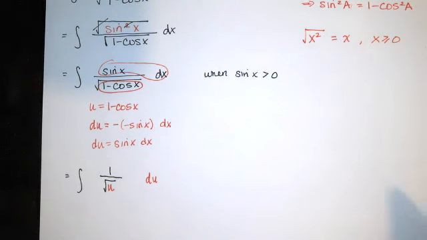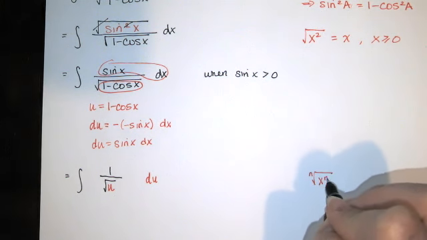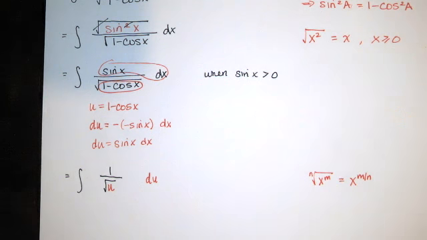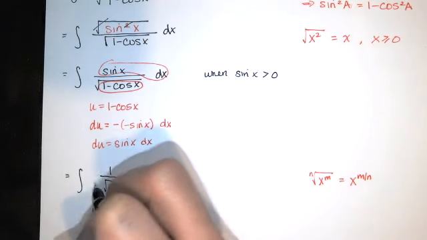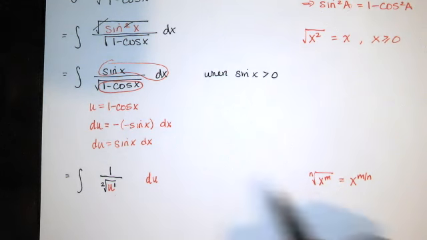The two things that we need to remember for that are that the nth root of x to the m is x to the m over n. And with a square root, there's an implied 1 there and an implied 2 there. So this is a u to the 1/2 power, according to this rule.